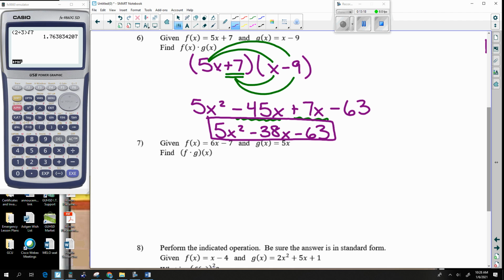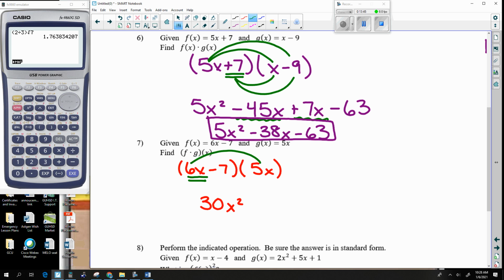So again, I know it's written a little bit different, but it's the same idea. This is f of x times g of x in number 7. So f of x times g of x. What we do is we take the first element and multiply it by everything over there, which is just a singular multiplication, no big deal. So 6 times 5 is 30, x times x is x squared.